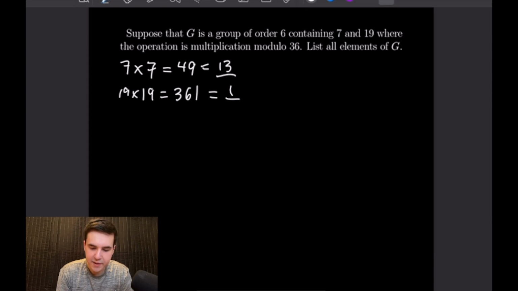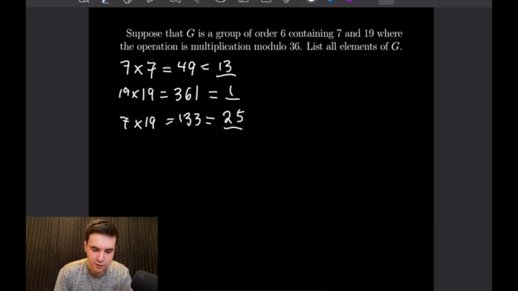Great. So now we have 4 elements, so let's find the last two. So let's try 7 times 19 first. Well, what is 7 times 19? Well, 7 times 19 is 133. And 133 is exactly 25 more than 36 times 3. So that gives us our fifth element, which is 25.